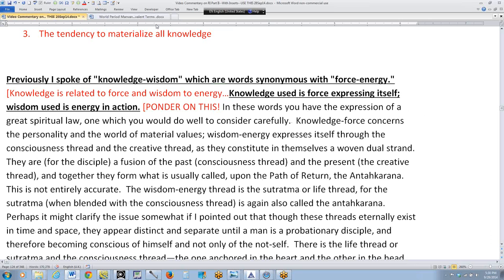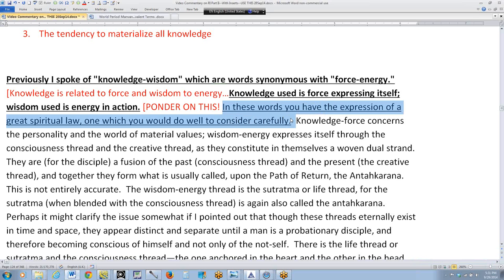Knowledge used is force expressing itself, and it has more concrete application. Wisdom perhaps is more general and represents an energy which can be applied when united with specific knowledge of the area of application. So in these words, knowledge used is force expressing itself, wisdom used is energy in action. In these words, you have the expression of a great spiritual law and one which you would be well to consider carefully.